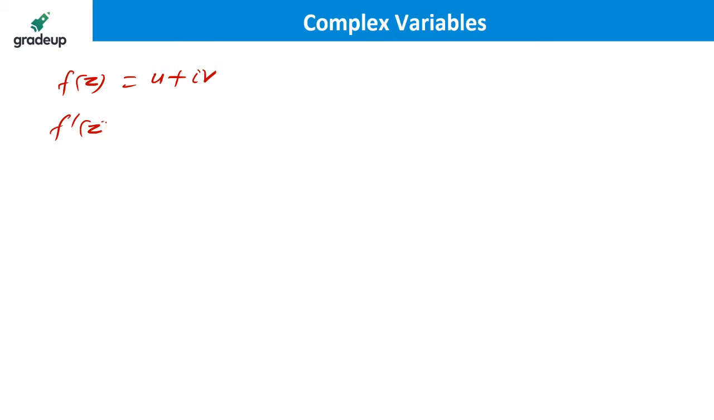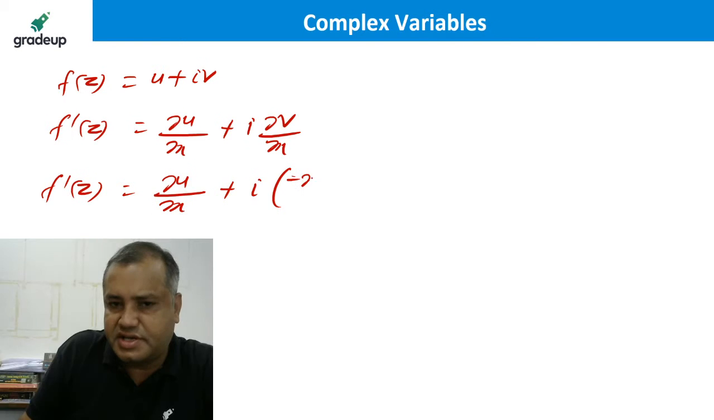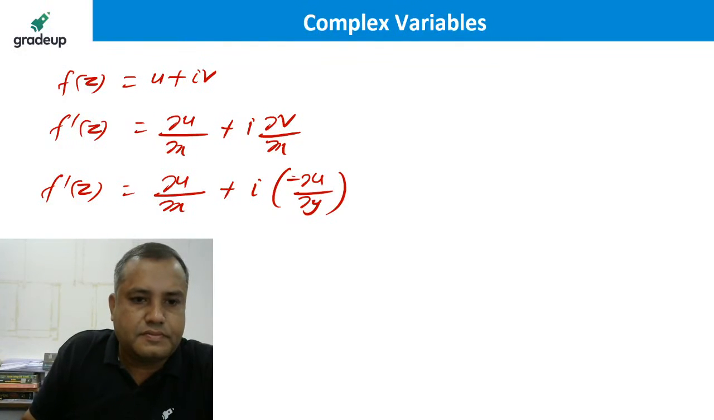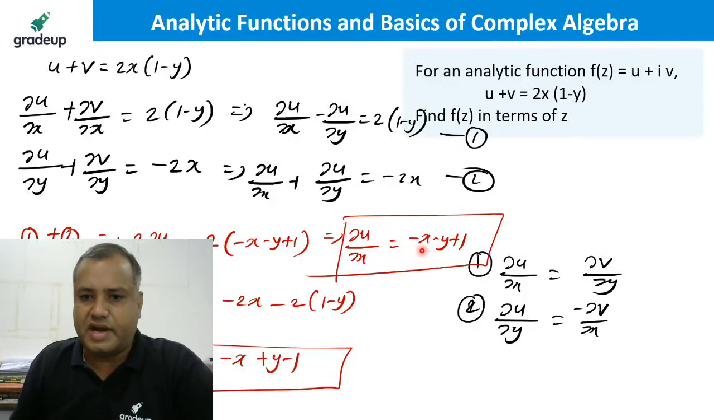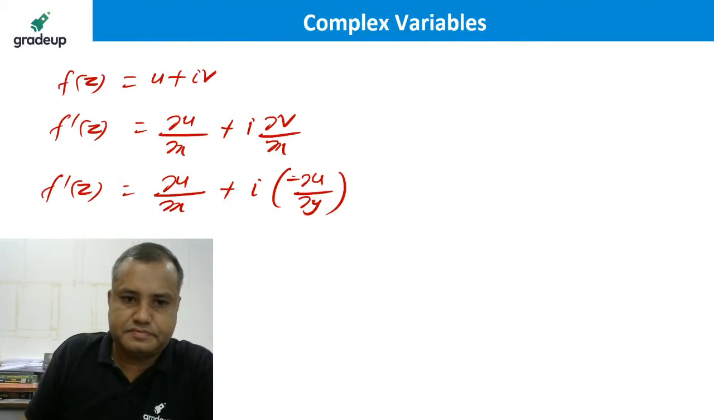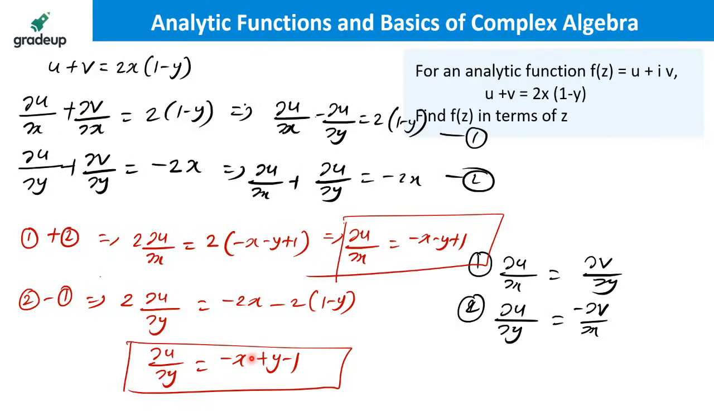So f dash z will be del u by del x plus i del v by del x. By Cauchy-Riemann equation, del v by del x is minus del u by del y. So f dash z will be del u by del x, which is minus x minus y plus 1, minus i times del u by del y, so x minus y plus 1.